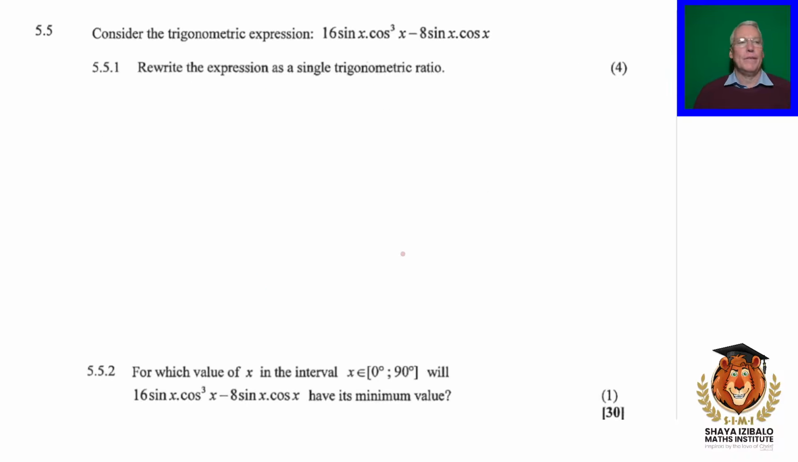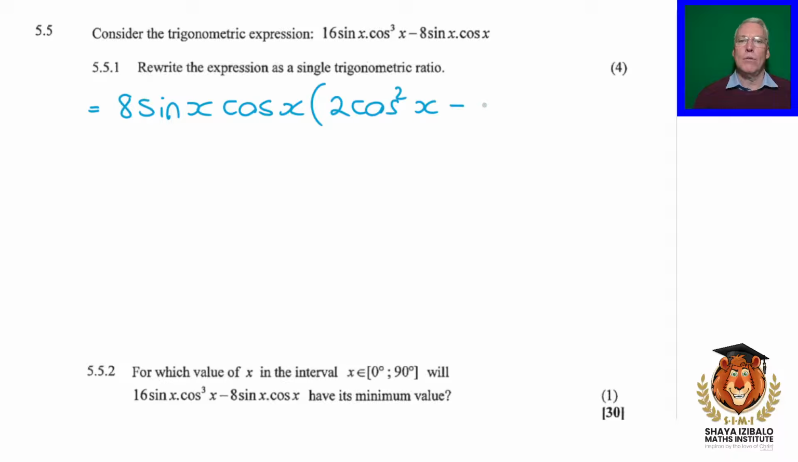Right, let's look at this. It says, consider this trig expression. Rewrite it as a single trig ratio. Well, we've got a common factor here. There's actually 8 sine x cos x in both terms. So let's factor that out. Inside our bracket, we'll have 2 cos squared x minus 1. Now 2 cos squared x minus 1 is actually cos of 2x.